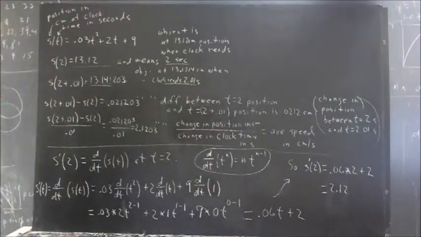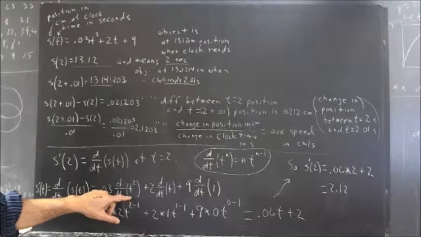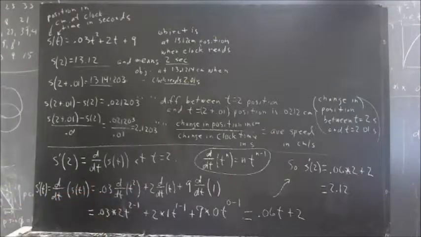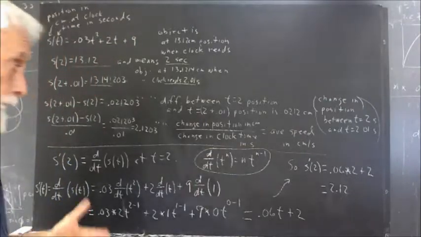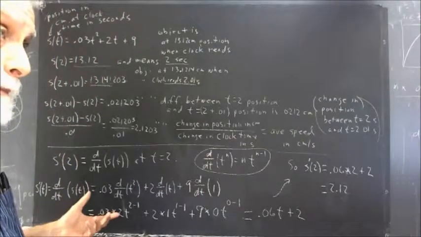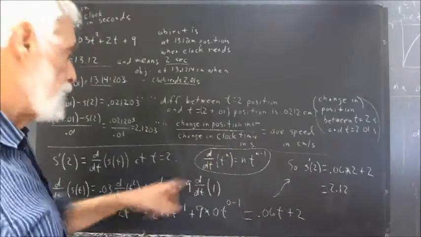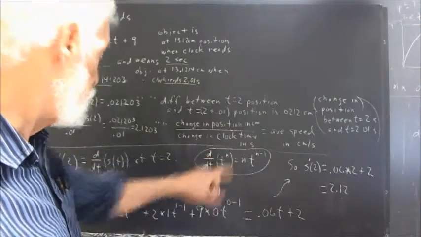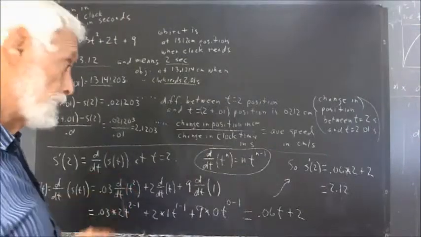Now, we have 0.03 times the derivative with respect to t of t squared. Is t squared a power function of the form t to the n? Well, yes, it certainly is. For what value of n? Stop and think. Don't just wait for me to tell you. Well, if n equals 2, then t to the n is t squared, and t squared is, of course, what we want to take the derivative of.